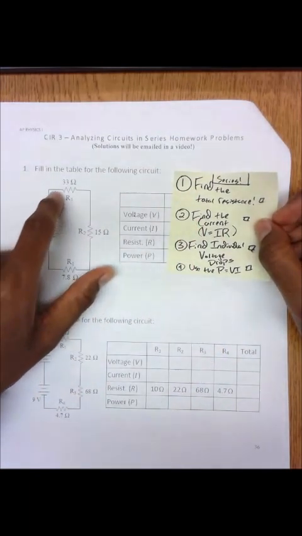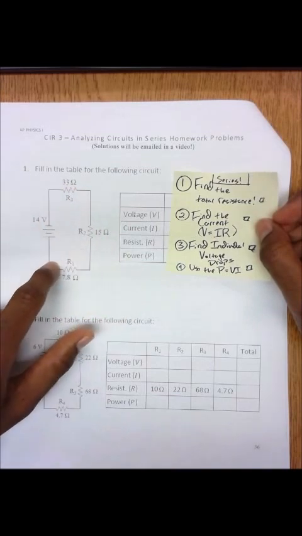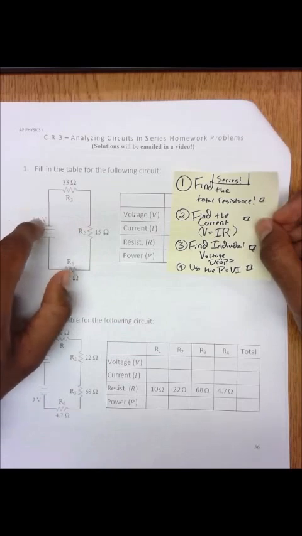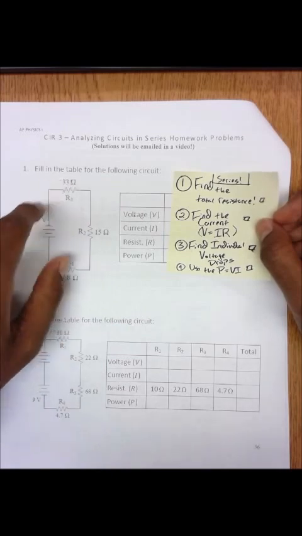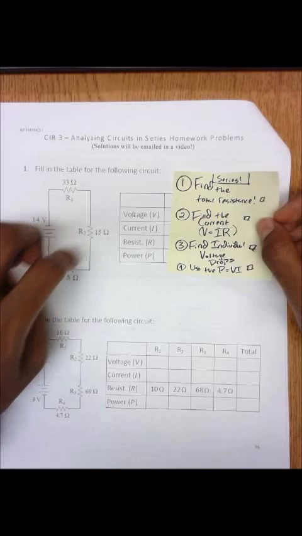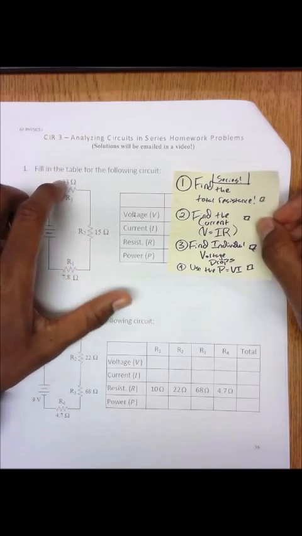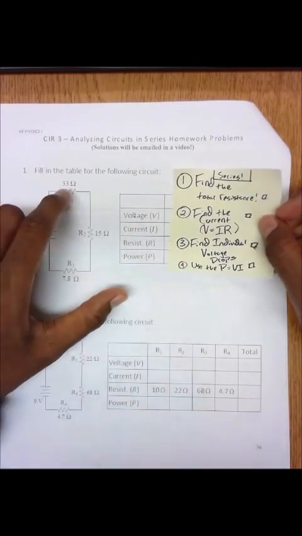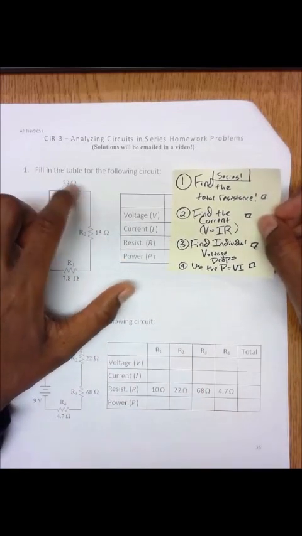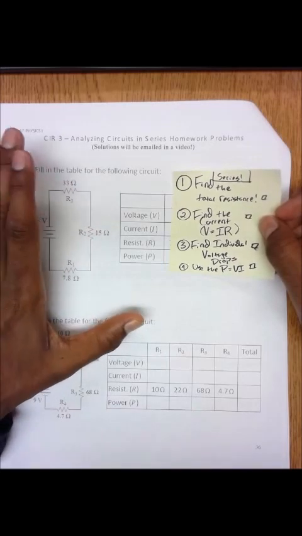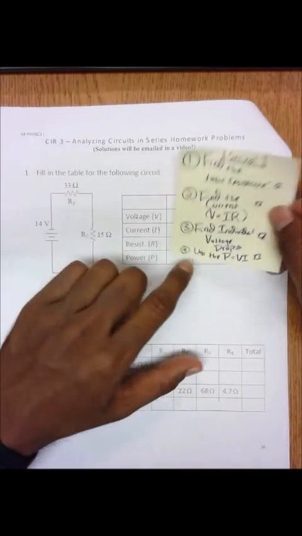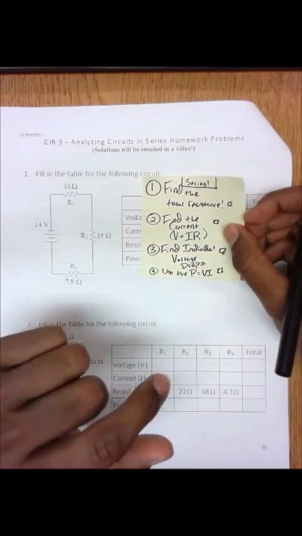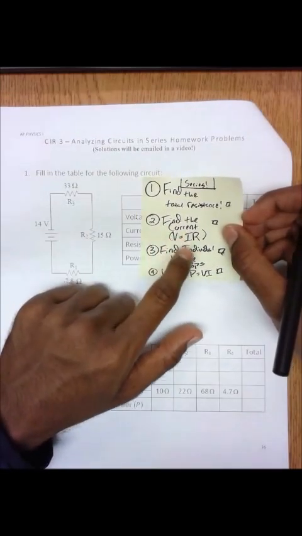Now, once you've found the total current throughout the entire circuit, you can use Ohm's law to find the individual voltage drops, because you know there's 14 volts here, but those 14 volts are going to be lost at each of these resistors, depending on how much resistance each one offers. All 3 of these resistors encounter the same amount of current, but they each have a different resistance. And so, according to V is equal to IR, they must have different voltage drops. We'll go through an example here.